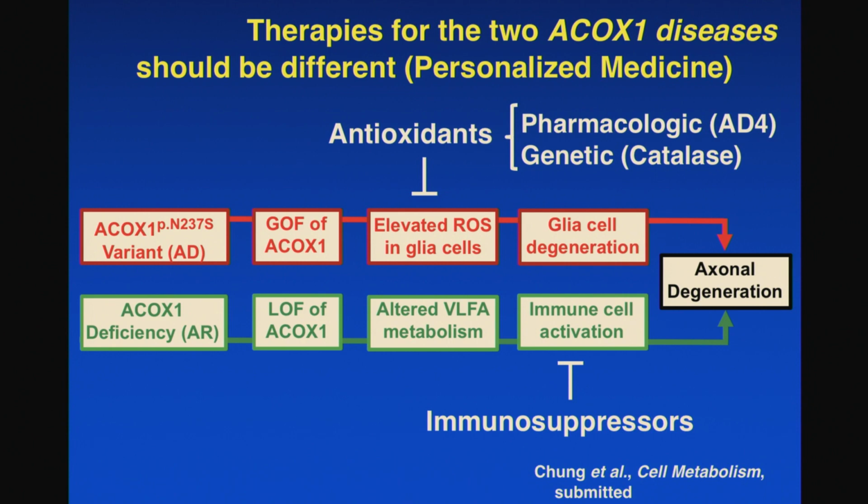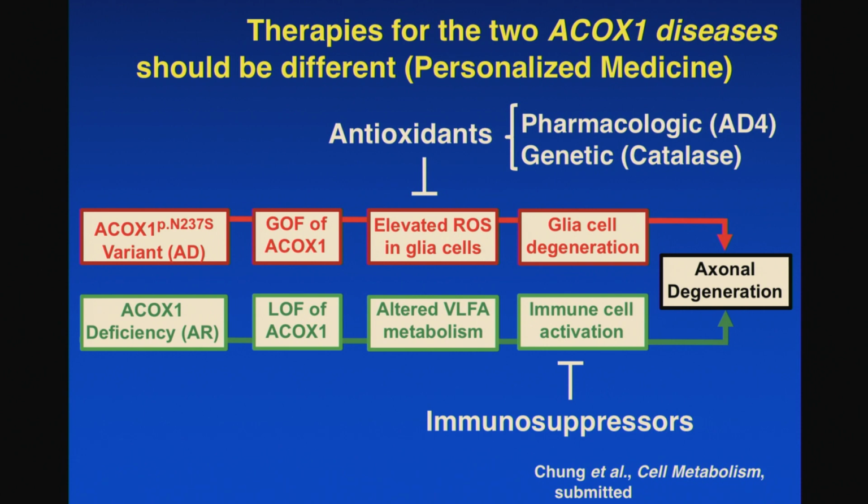The first one, if you look at the variant from the patient, we clearly showed that this was a gain of function mutation, a hyperactive enzyme that created a lot of reactive oxygen species, and that feeding an antioxidant fully suppressed the phenotypes that we observed. And this leads to glial cell degeneration because it turns out we found that peroxisomes are very active in Schwann cells and oligodendrocytes, and therefore the main phenotypes are restricted to those two cells, first the Schwann cells and then the oligos.